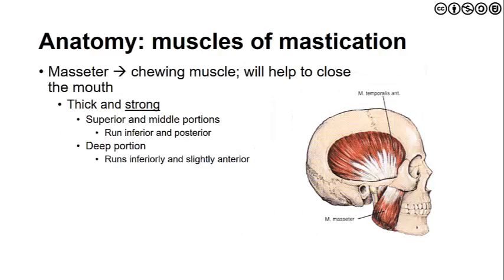From there, we see the masseter. Now, the masseter and the temporalis work together, but the masseter is one of the really strong chewing muscles, and it is both thick and really strong. So whereas the temporalis is more this broad fan-shaped structure, the masseter is more compact and very, very strong. It has both superior and middle portions that run inferior and posterior, but then there's also a deeper portion that's going to help again with the ability to chew and masticate.